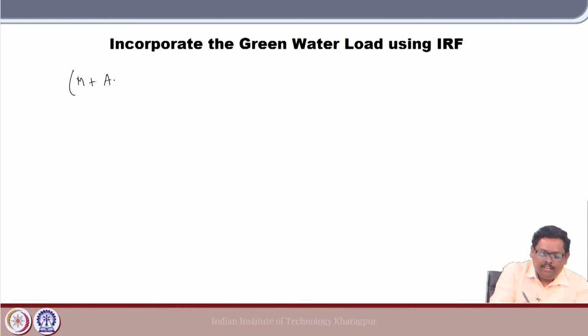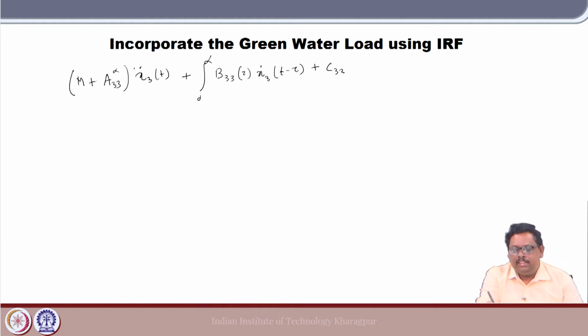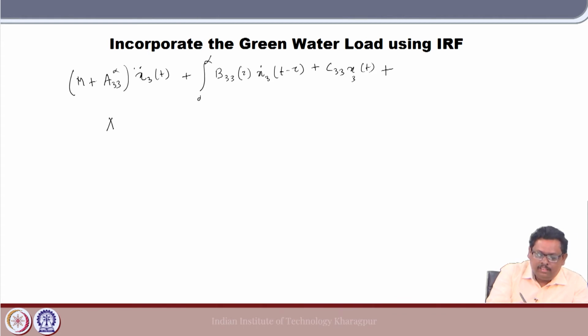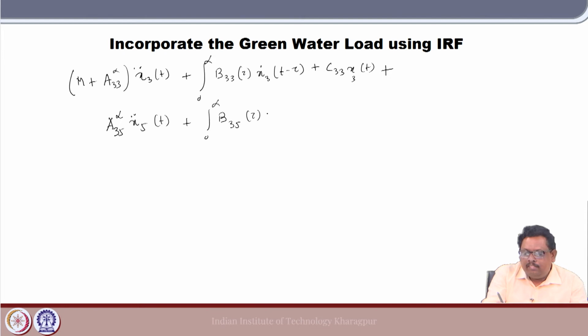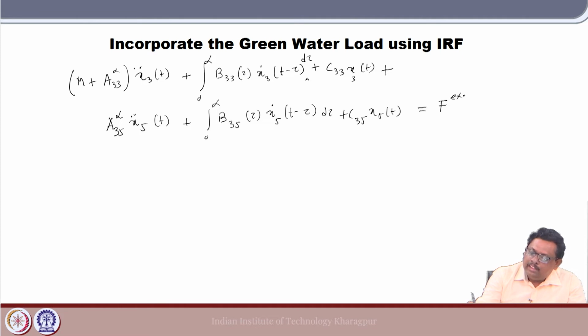So, it should be m plus a 3 3 infinity into x double dot 3 t, and then plus the integral from 0 to infinity of b 3 3 tau into x dot 3 into t minus tau d tau, plus c 3 3 into x 3 t, and then we have to add the cross coupling term, which is a 3 5 infinity into x double dot 5 t plus the integral from 0 to infinity of b 3 5 tau into x dot 5 into t minus tau d tau, okay, I missed the d tau over here, plus c 3 5 into x 5 t, and that should be equal to f of exciting plus f of green water.